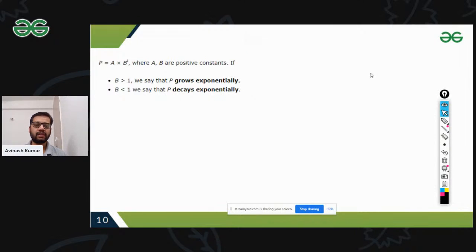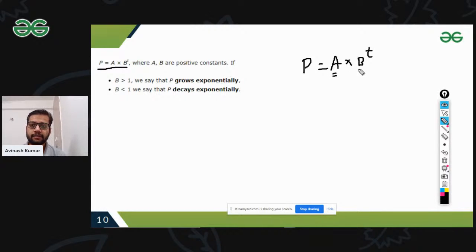Okay, since I have already taken one class on this, I will take one more class on this. But before doing so, this is actually a very important part. Once you are learning about powers or indices, how exactly is it like P is equal to A into B to the power T.